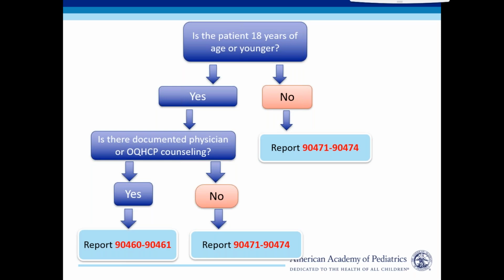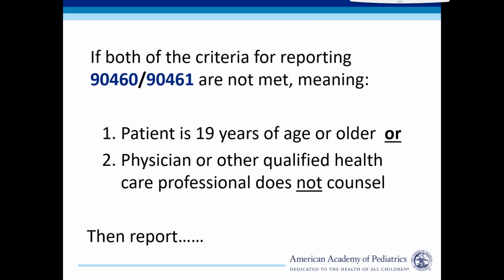So sometimes it's best, depending on how you think of things, to think of this more as a flow. So if we're looking at which vaccine administration to code for that day for a certain patient, we ask ourselves, is the patient 18 years of age or younger? If the answer is no, we have our answer, 90471 through 74, which we will talk about. If the answer is yes, we have to move on to our next question. Do we have documented physician or other qualified healthcare professional counseling? If the answer is yes, we've got our 90460 and 90461. We can use those codes. If the answer results in a no, we're back to the 90471 through 90474 codes, which we will talk about.